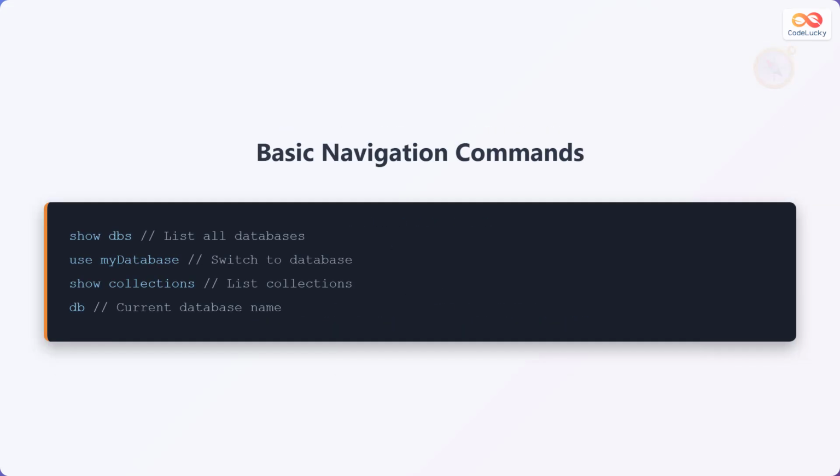Once you're in the MongoDB shell, there are several basic navigation commands to help you get around. To list all available databases, use the command show dbs. To switch to a specific database, use the command use, followed by the database name, for example, mydatabase. To see the collections in your current database, type show collections. And to display the name of your current database, simply type db.